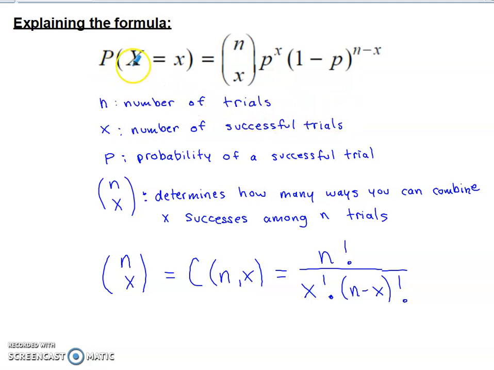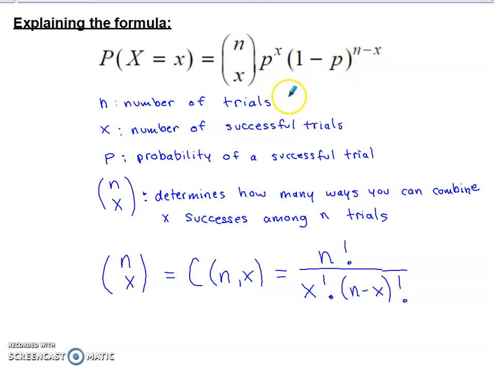So this is going to determine the probability that the number of heads equals lowercase x, right? The probability that our random variable equals a certain value of that random variable. Now n, which you'll see in a couple of spots in the formula, is the number of trials. In our case, that's been 5. X is the number of successful trials. So that's appearing here, here, and here. P is the probability of a successful trial. So that appears in 2 spots as well.